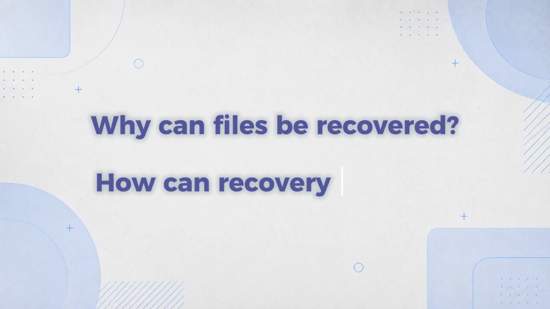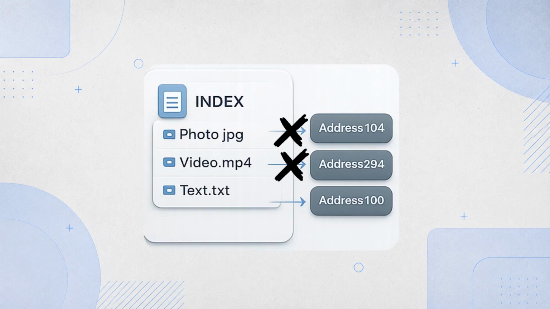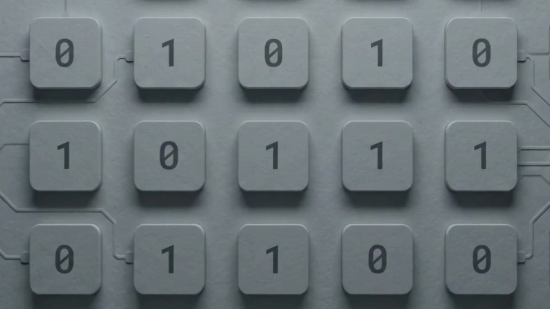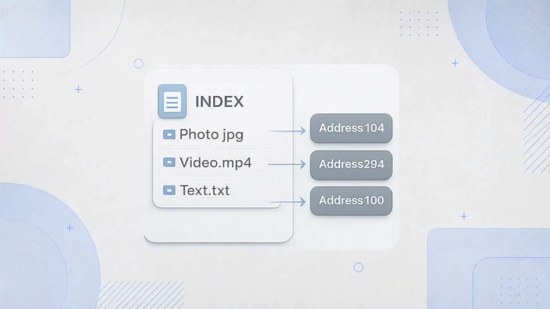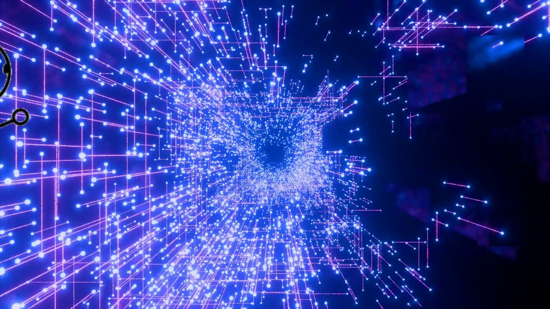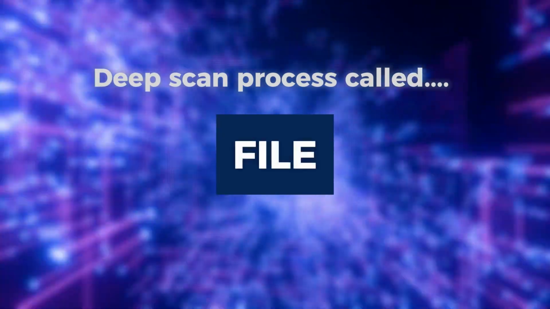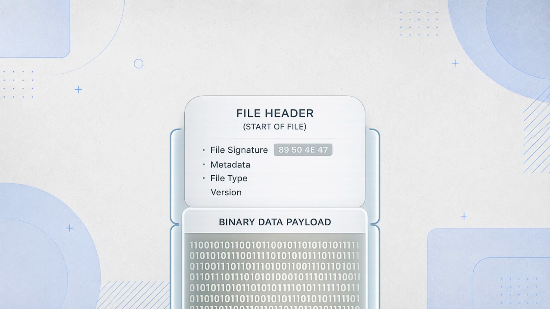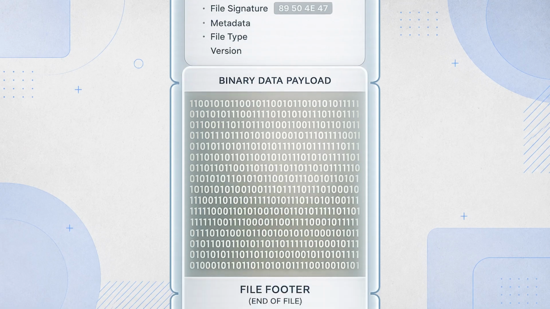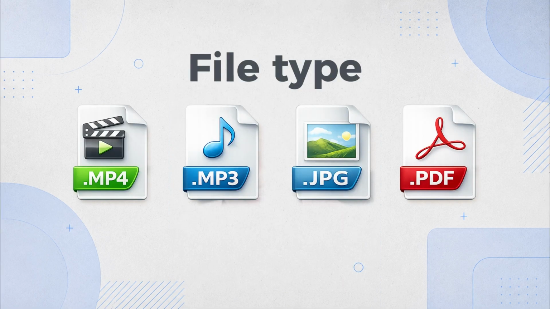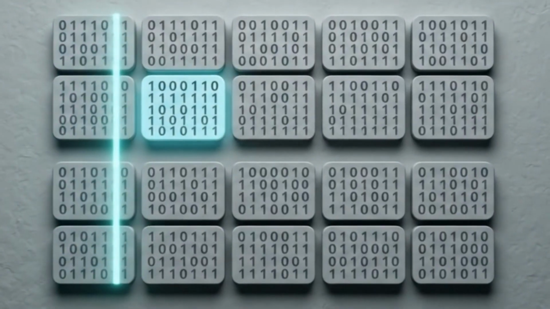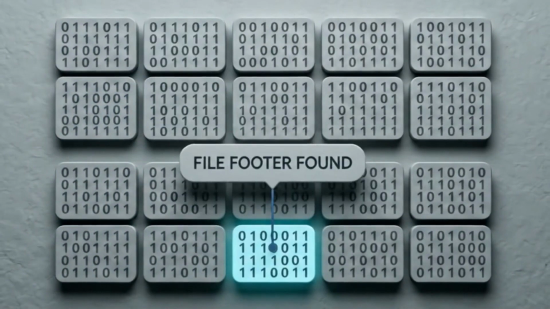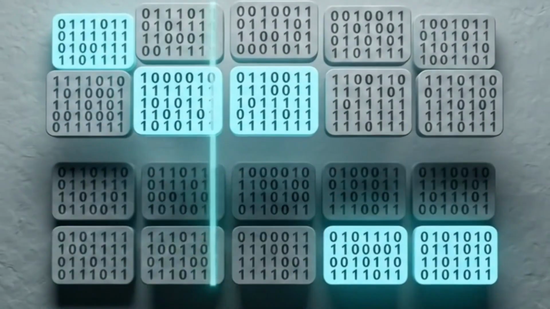This brings us to the next question: why can files be recovered, and how can recovery software rebuild them? Since you know that deleting only removes the pointer but not the actual bits and binary code sitting on the physical memory, data recovery software completely ignores the file system index and performs a deep scan process called file carving. Almost every file type, whether it's a video, picture, audio, or document, starts and ends with a unique binary signature called headers and footers. These signatures are specifically for identifying the file type. The recovery software scans every sector, identifies the headers and footers, pieces the data in between together, and recreates a new index pointer, so you get your file back.